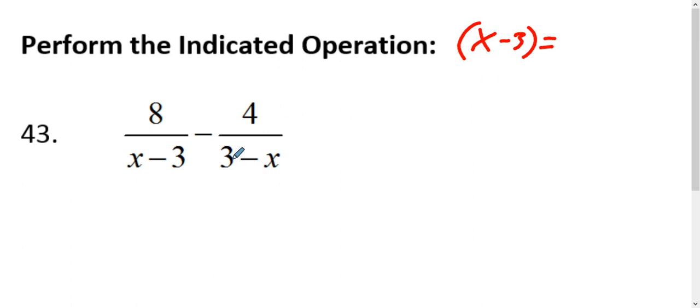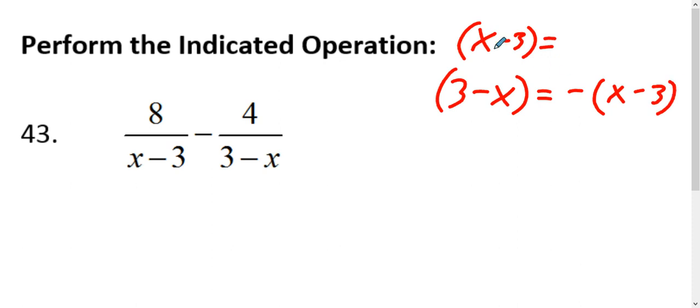And when we look at 3 minus x and x minus 3, the only thing that changed is the signs. The x went to a negative x, the 3 went to a negative 3 to a positive 3. You can rewrite it, factor out a negative, and it changes to x minus 3. So the only difference between these two denominators is this negative.